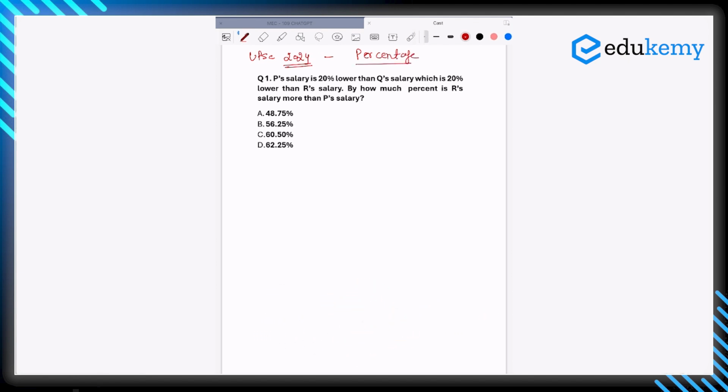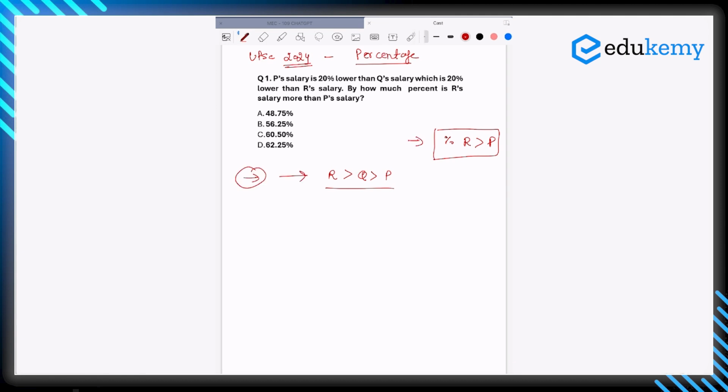The question is saying the P salary is 20% lower than the Q salary. That means the Q salary is more than the P salary. Then the Q salary is 20% lower than the R salary. So this is the order of the salary of P, Q, and R. Now we need to tell by how much percent the R salary is more than the P salary. We need to calculate the percentage of R salary more than the P salary.